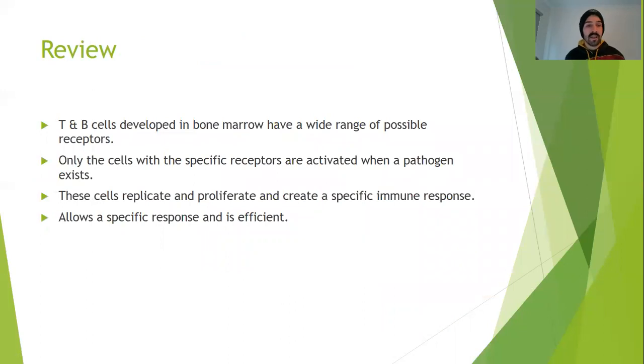So in review, our T and B cells, which are developed in the bone marrow, have a wide range of possible receptors, and only the cells with the specific receptors are activated when a pathogen exists. They then replicate and proliferate, which means make many numbers, and create that specific immune response. That's much more efficient than trying to replicate everything all at once.